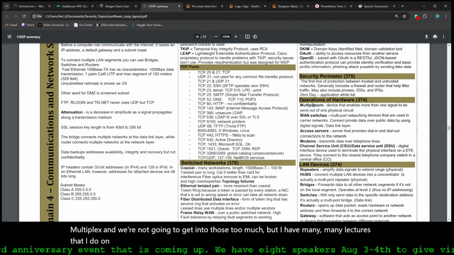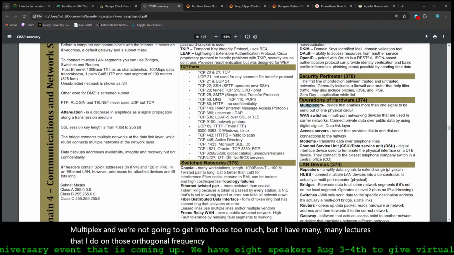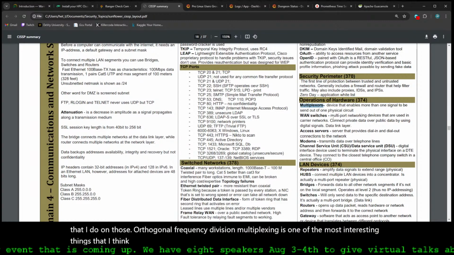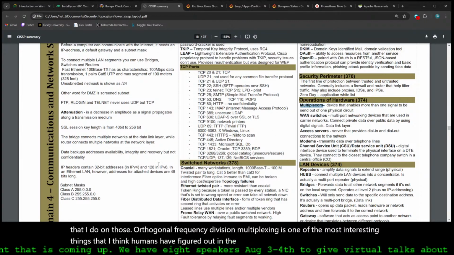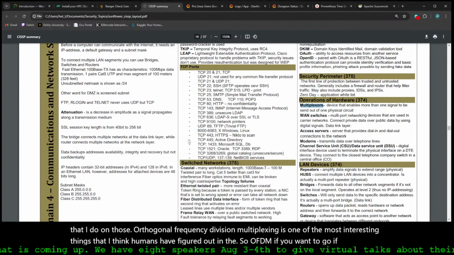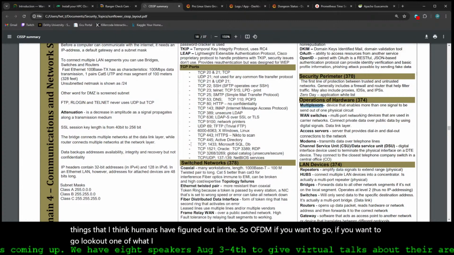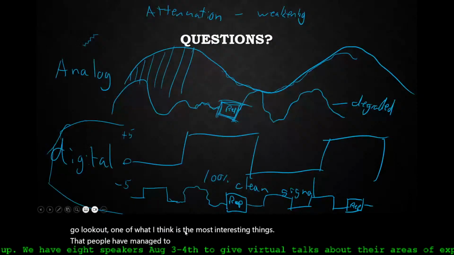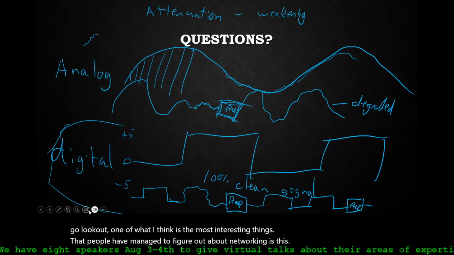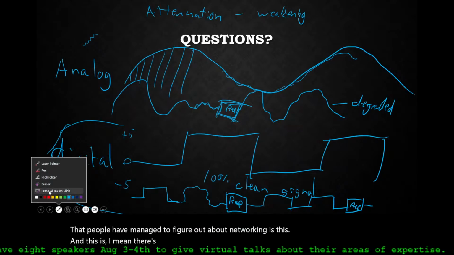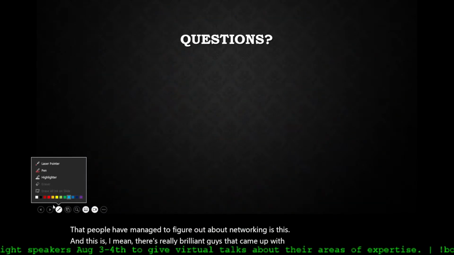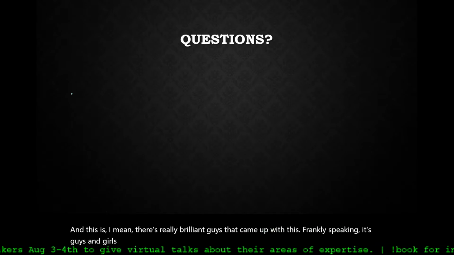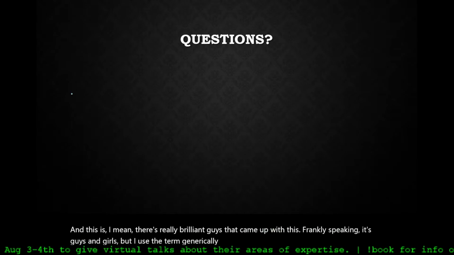Orthogonal frequency division multiplexing is one of the most interesting things that I think humans have figured out. OFDM. If you want to go look up one of the most interesting things that people have managed to figure out about networking, it's this. And there were really brilliant people that came up with this. Frankly, it's guys and girls, but I use the term generically. So it's people.